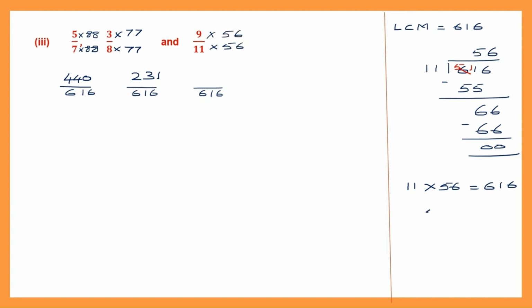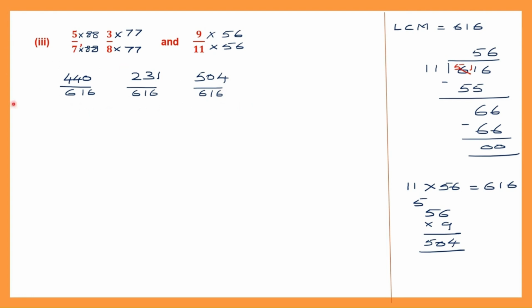So let's multiply 56 into 9. 9 sixes are 54, carry 5. 9 fives are 45 plus 5 is 50. So 504 is the numerator. So now we have all three numerators 440, 231 and 504 and the denominators are all the same.